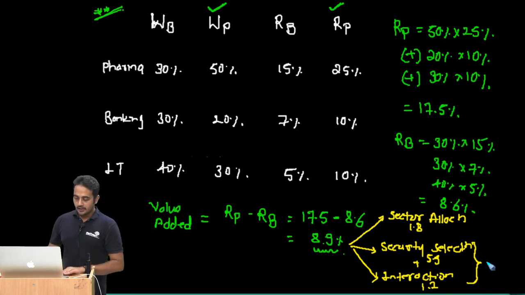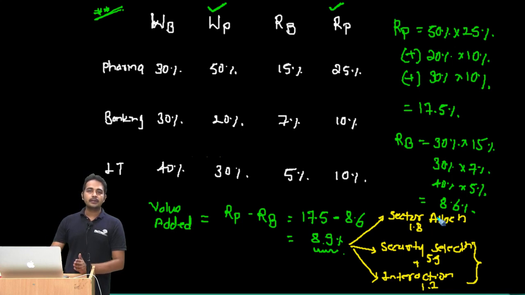Now on the exam, if they ask you how much of a return you have earned because of the security selection component, your answer is going to be 5.9 plus 1.2. And if you are asked how much you have earned because of sector allocation, your answer is going to be 1.8. So the smartest way to handle this, if you know 8.9, just calculate 1.8, and the difference between these two is going to be because of security selection.